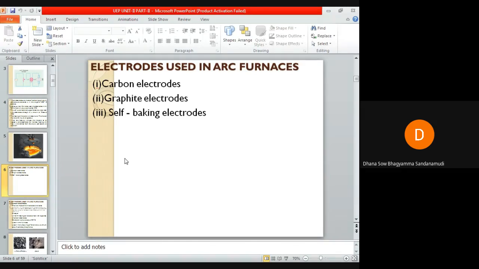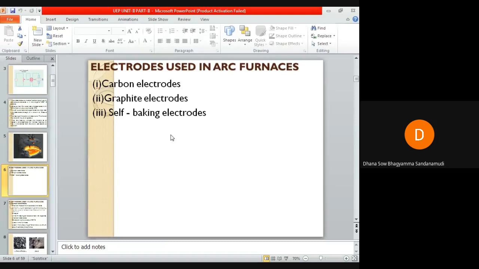Initially, let us see what are all the different types of electrodes that are used in arc furnaces. You can see here on the screen three types: carbon electrodes, graphite electrodes, and self-baking electrodes. Let us discuss one by one. Let us start with the carbon electrode. The carbon electrodes are made up of anthracite coal and coke.